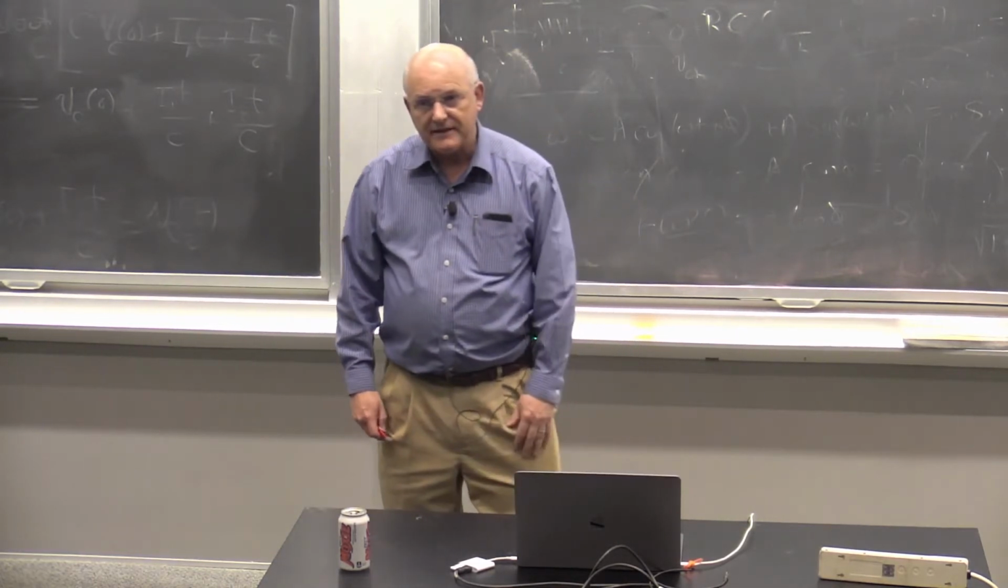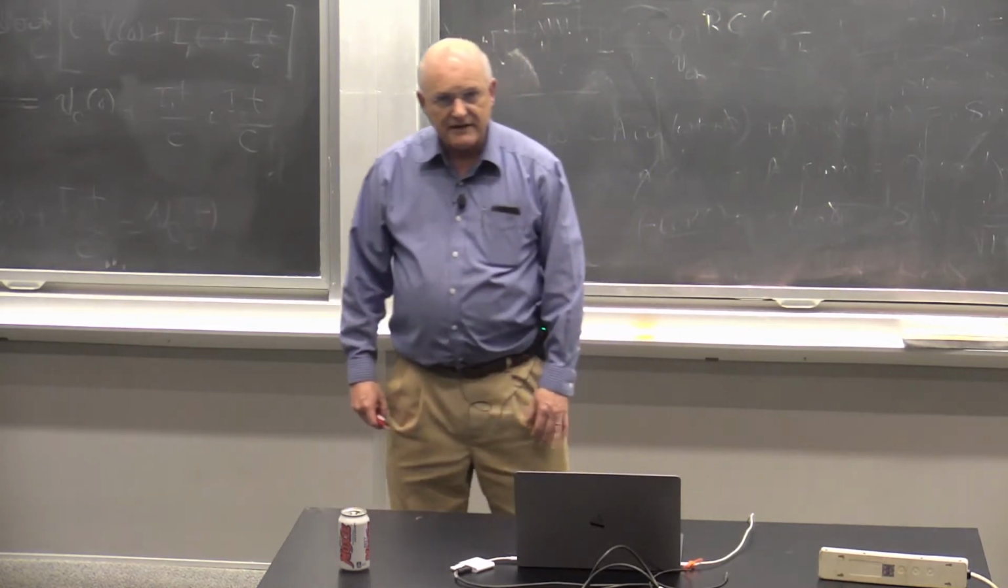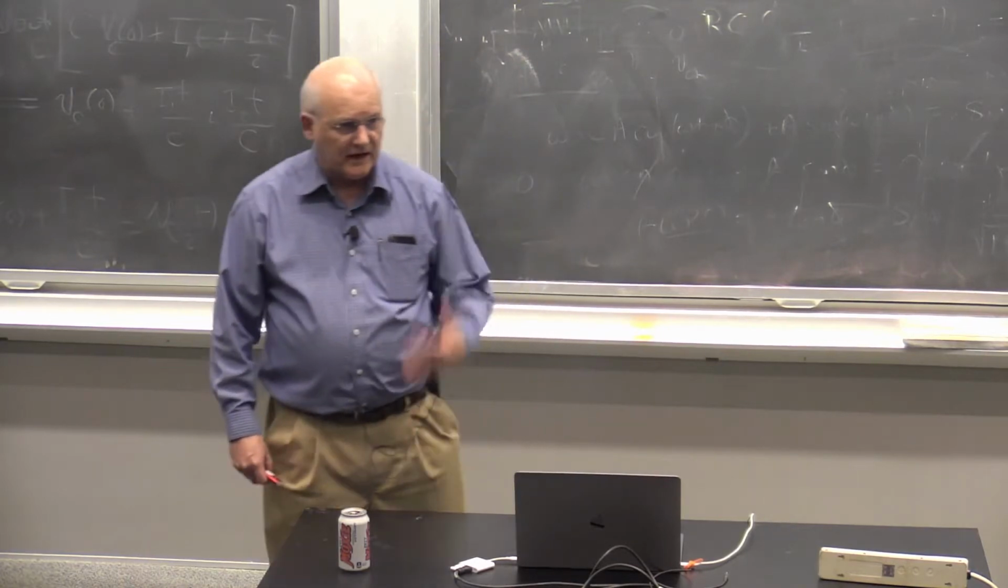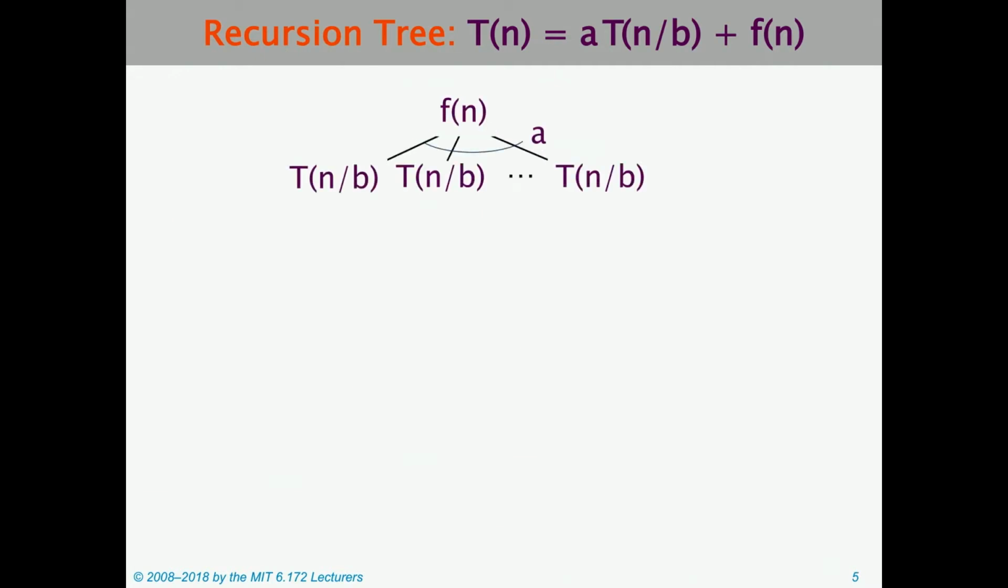It's easy to understand this in terms of a recursion tree. The idea of a recursion tree is to take the running time here and re-express it using the recurrence. So if I re-express this, I can put an f(n) at the root and have a copies of T(n/b). And that's exactly the same amount of work, the same running time, as I had in the T(n). I've just simply expressed it with the right-hand side.